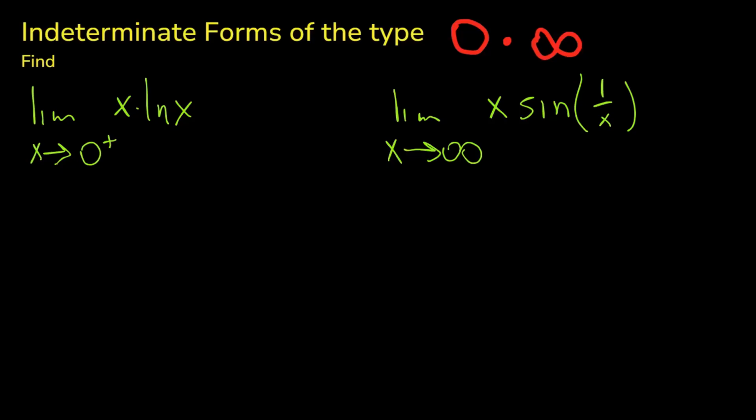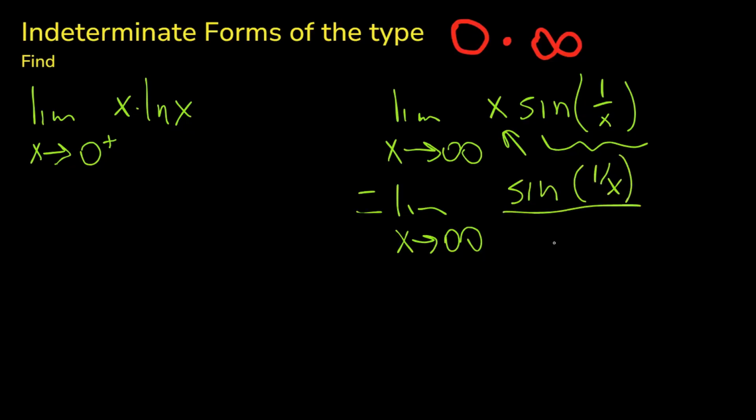For the second one, we take the limit as x approaches infinity of x sine 1 over x. And we can see that as x approaches infinity, x is going to approach infinity, and 1 over x is going to approach 0, so sine of 1 over x is going to approach 0. Again, we'd have the form 0 times infinity. So we want to rewrite this as a quotient of sine 1 over x over 1 over x. And now if we let x approach infinity, we would have an indeterminate form of the type 0 over 0. So we could use L'Hopital's rule.